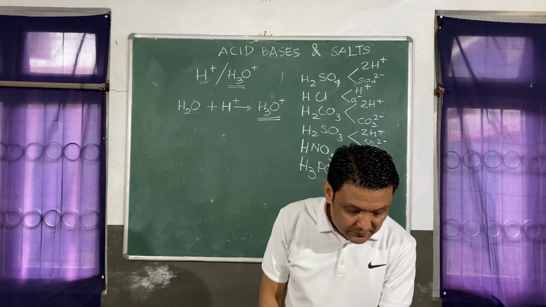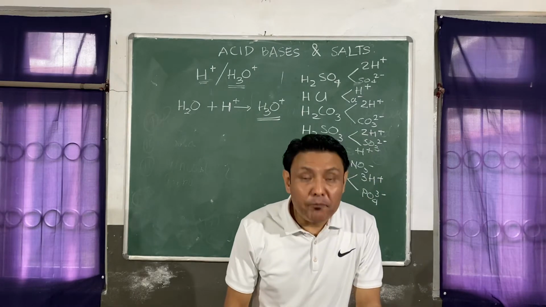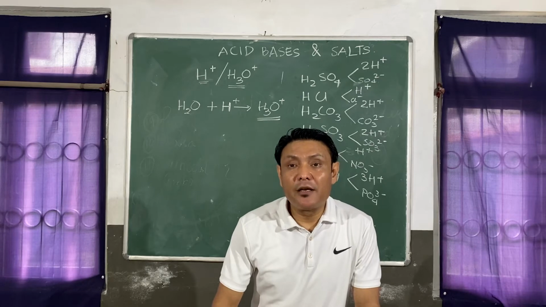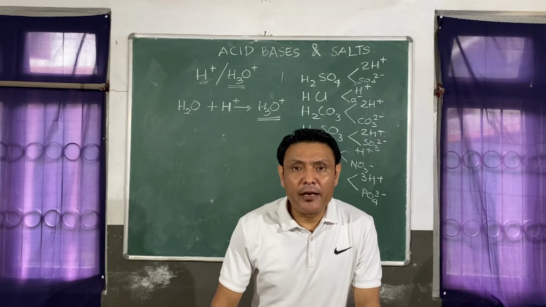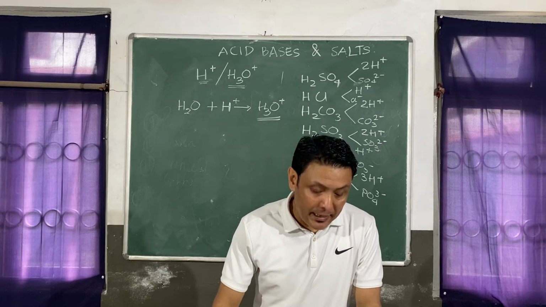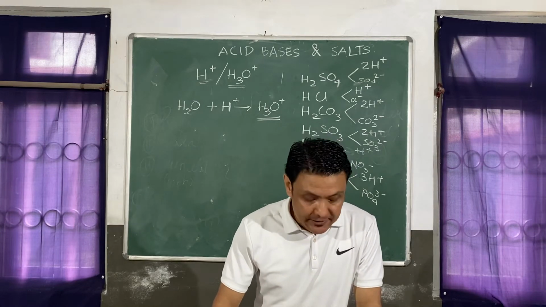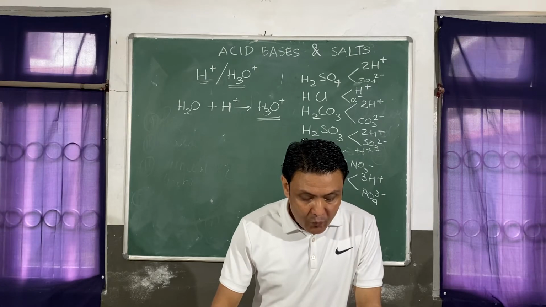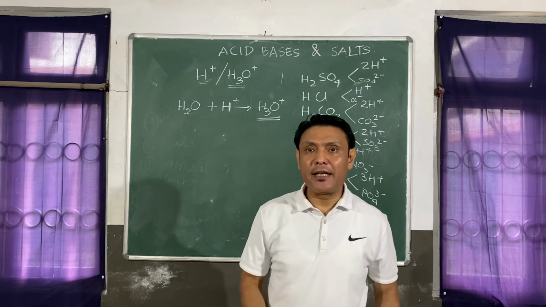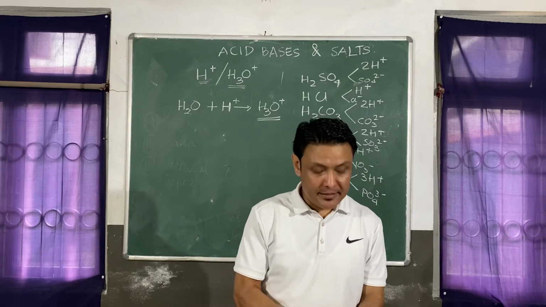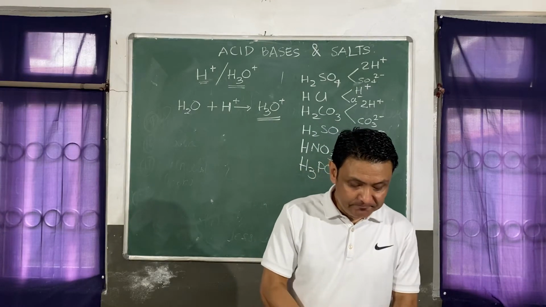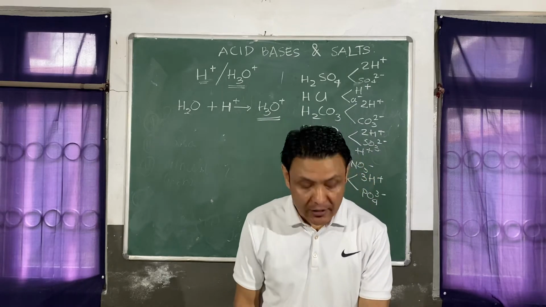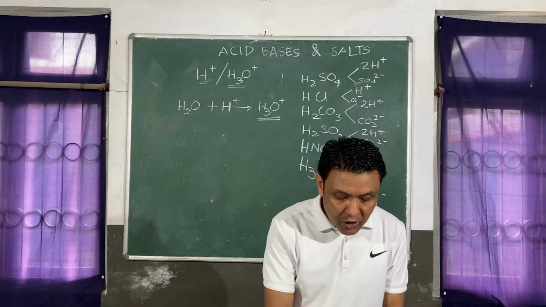But organic acids are derived from plants. You know, citric acid, which is found in citrus fruits like lemon and oranges, oxalic acid, tartaric acid in tamarind, acetic acid. You must have heard about acetic acid, vinegar. That's an organic acid.